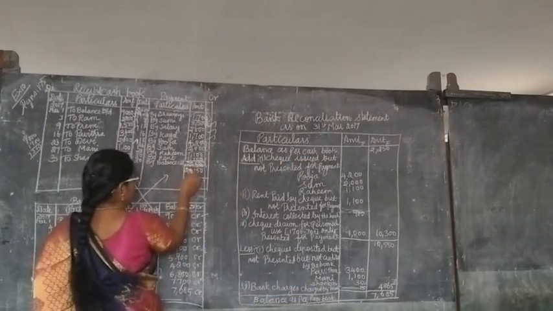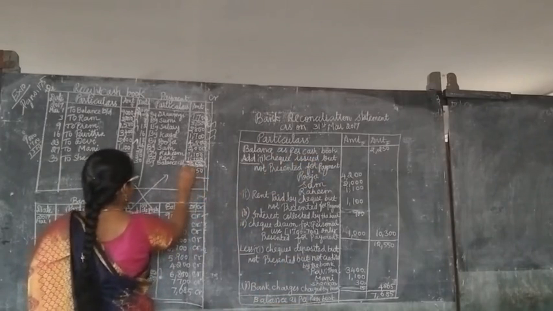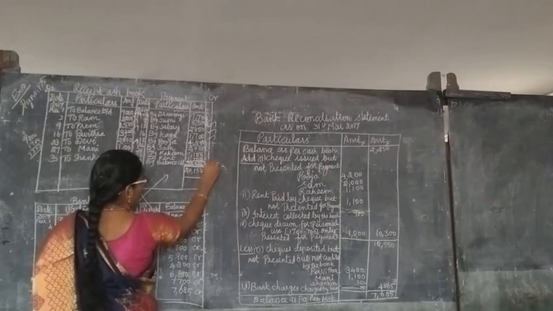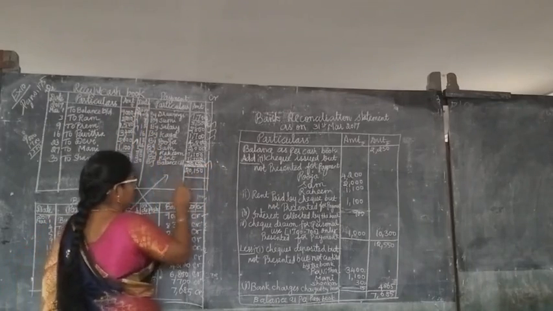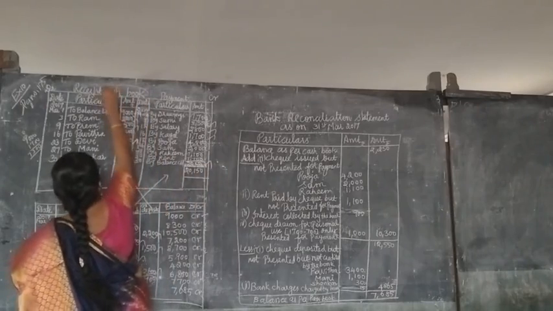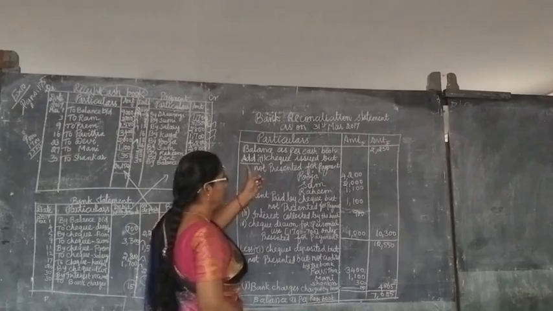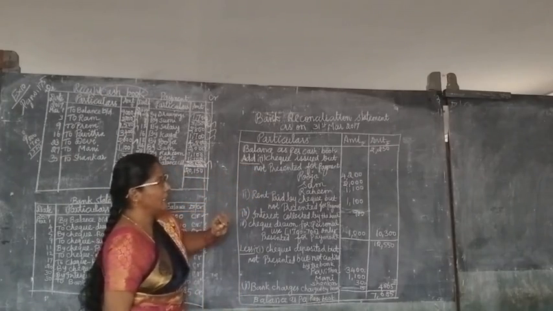So I have taken, what is the balance? So we have taken 2,250. This is the balance as per cash book. Balance as per cash book I have taken. Then I am going to add all the transactions.